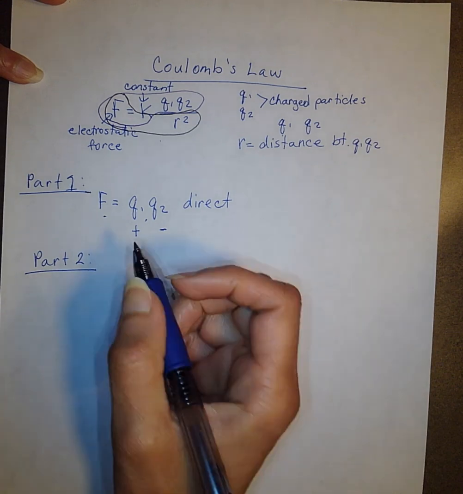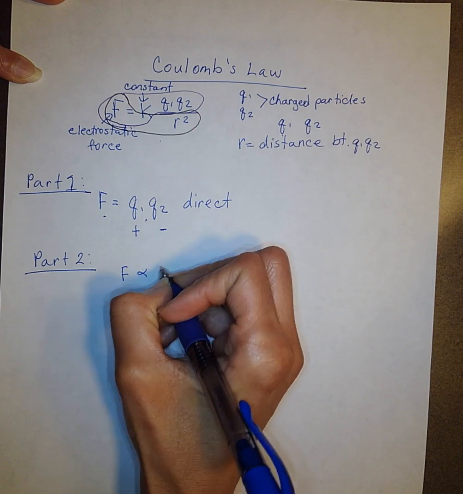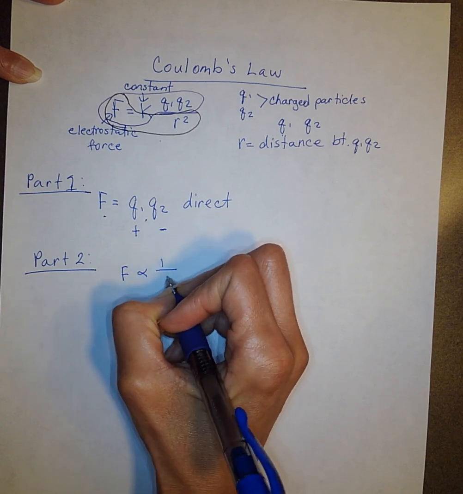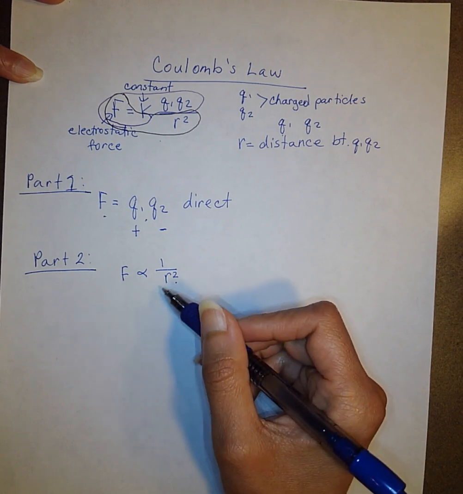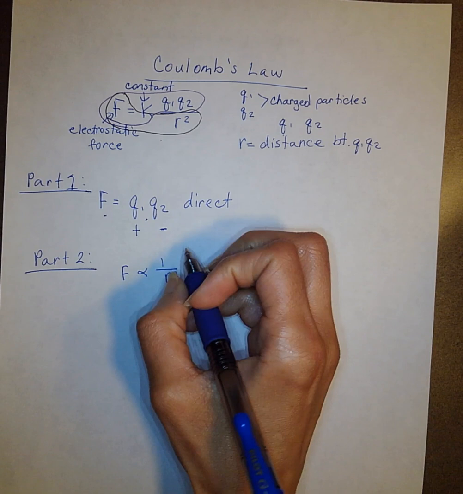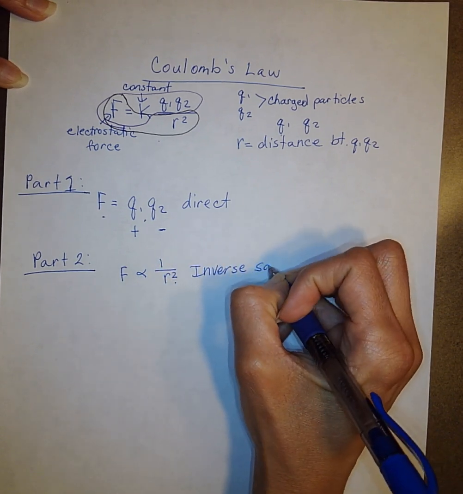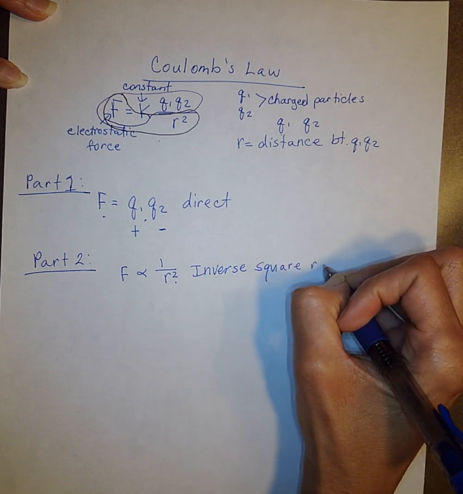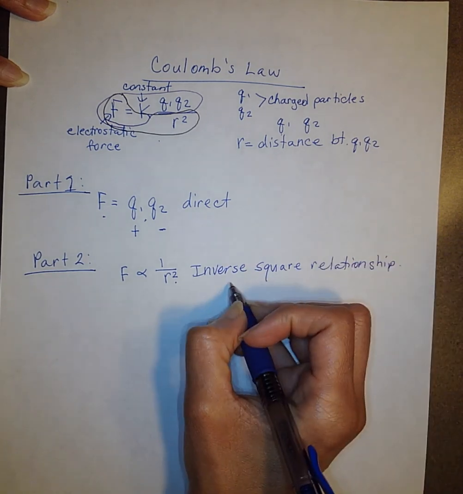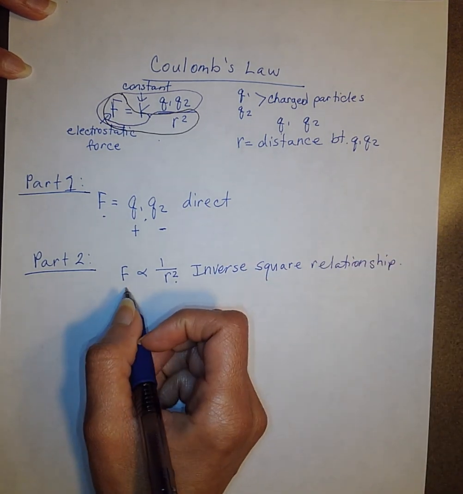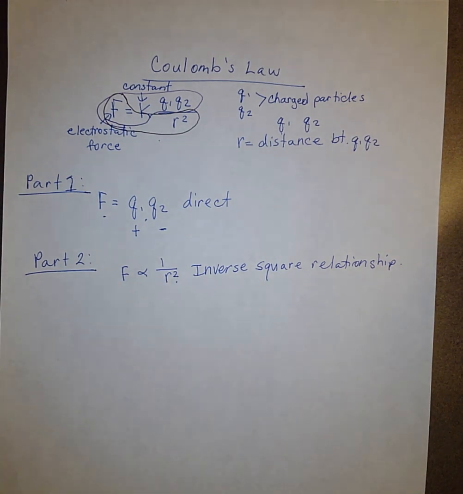So part 2 of Coulomb's law actually talks about how force is proportional to 1 over r squared, where r is the distance between the charged particles. This is what we call an inverse square relationship. Hopefully you know that the word inverse means that if the force increases, then the distance will decrease. They're the exact opposites of one another.